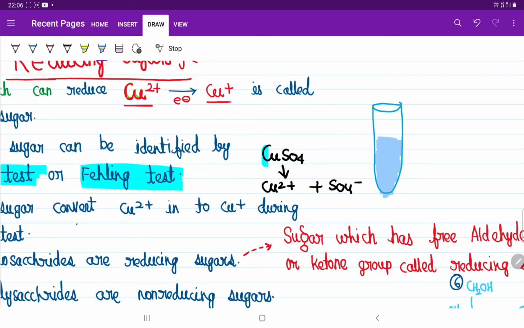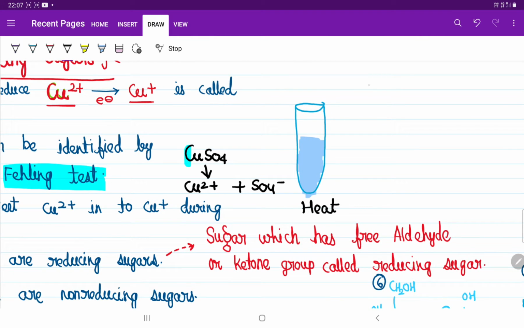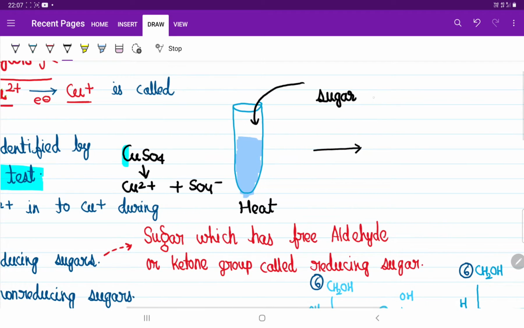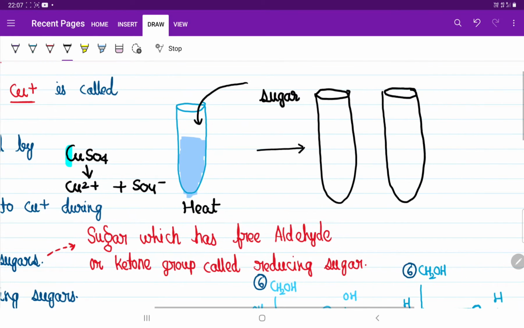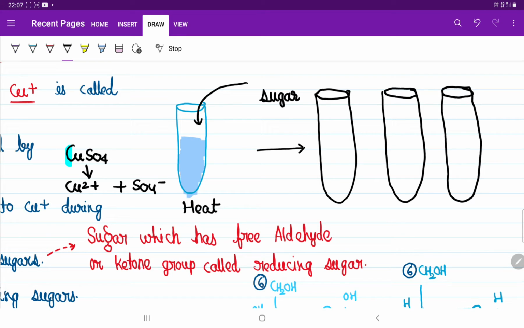After that what we do, we will heat it. After heating we will add some sugar here. After adding sugar, if the color of the reagent changes, like from blue to green or yellow or red, that means the sugar which was added is a reducing sugar.